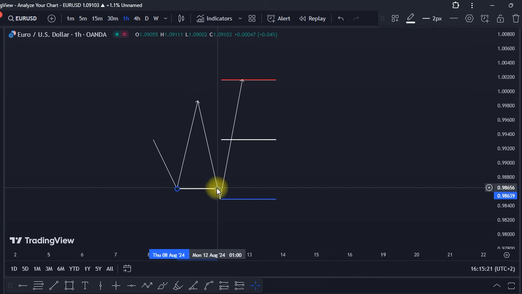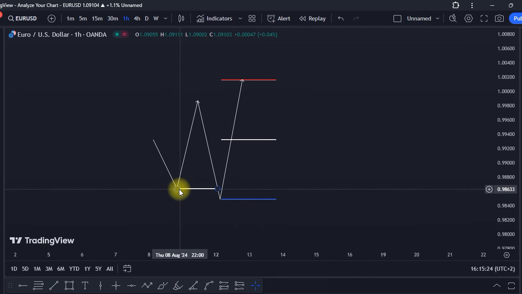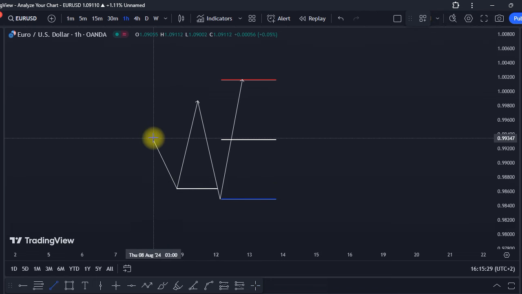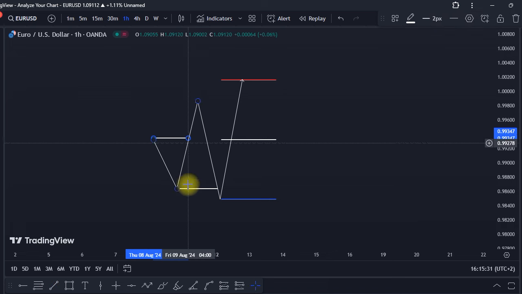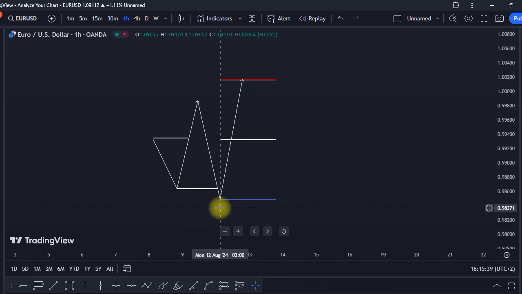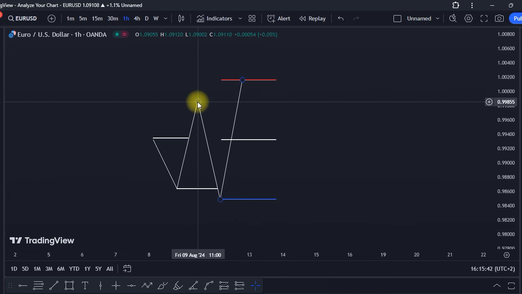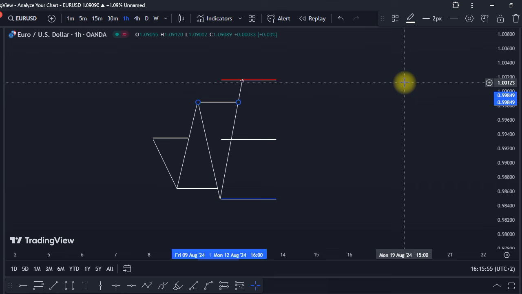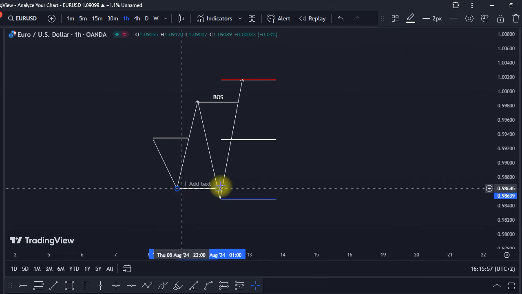So instead of labeling this as our breakout of structure to the downside or as our change of character, this over here is our liquidity sweep. So this was our breakout of structure to the upside. This here is not our change of character, but this is our liquidity sweep. Now after the liquidity sweep, the market then came and took out this high over here. When the market took out this high, this is when we label this as a breakout of structure. Now this we label as a breakout of structure, and this here is our liquidity sweep.